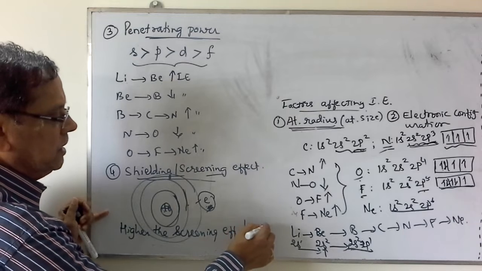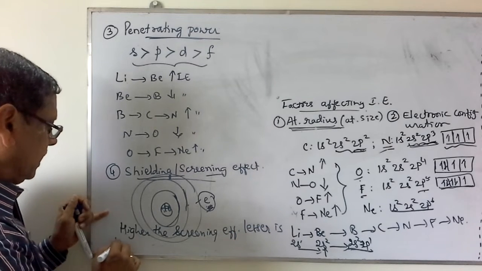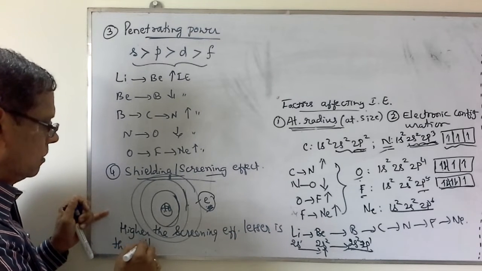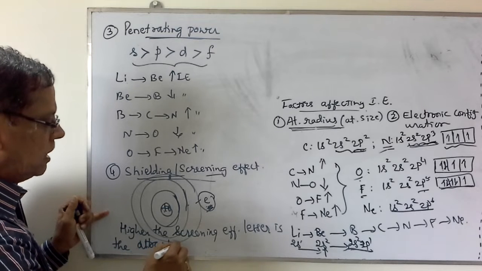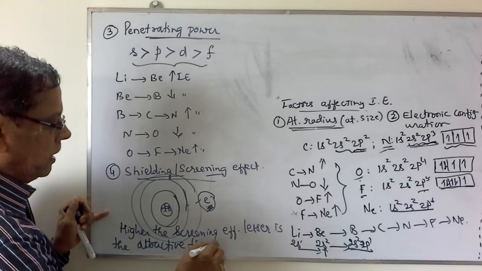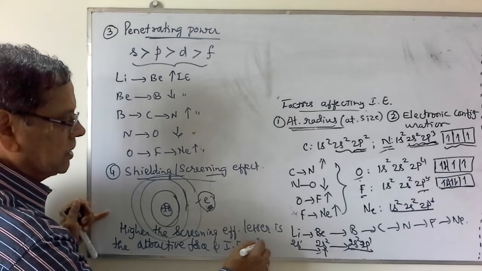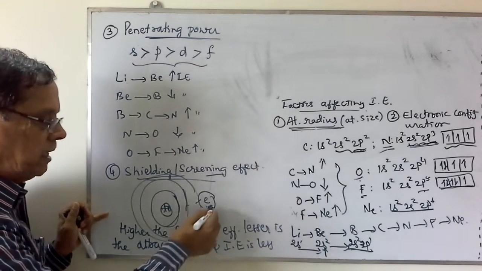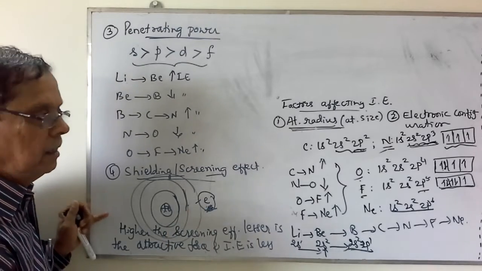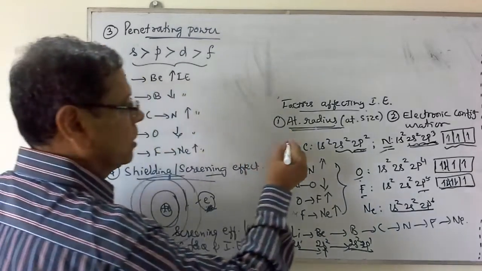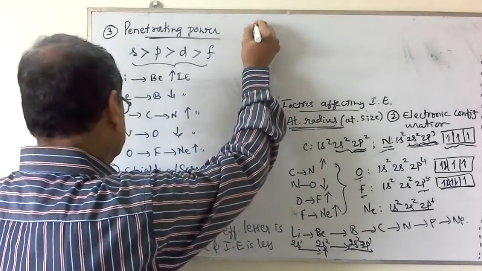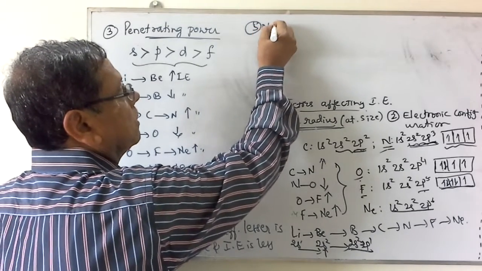Lesser is the attractive force, and hence ionization energy is less. To remove such an electron, less energy is required. And in this atomic radius we can also include one more factor, that is the nuclear charge.